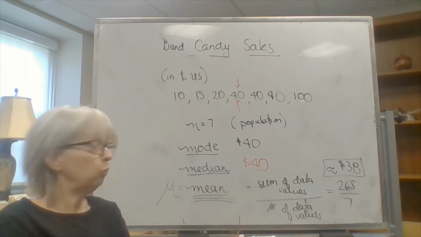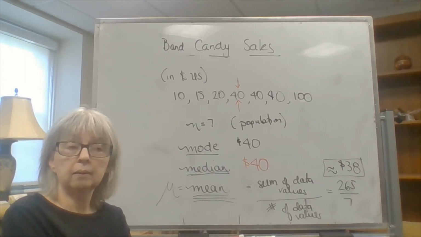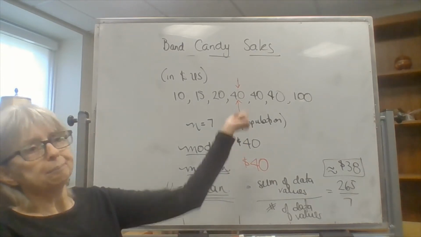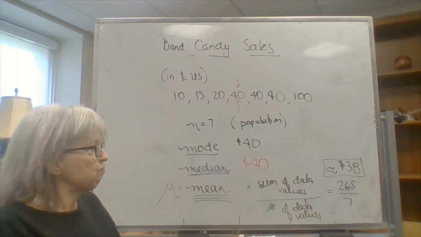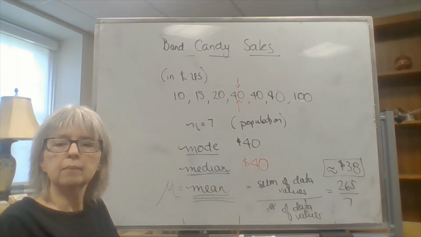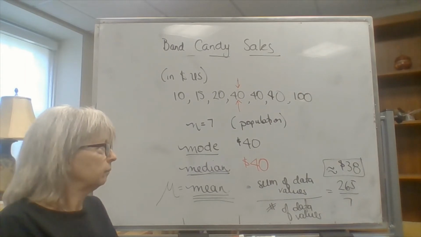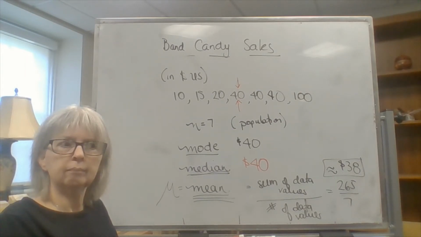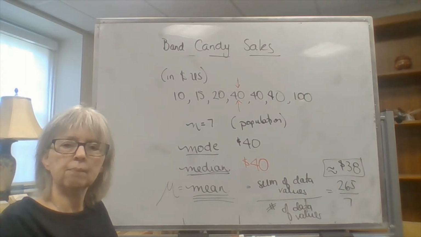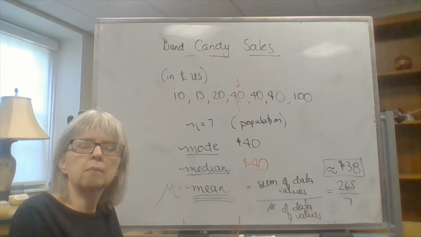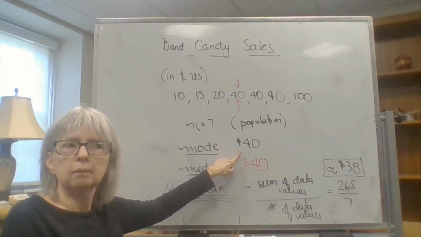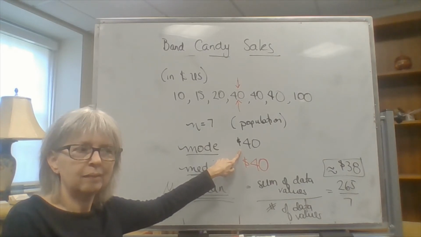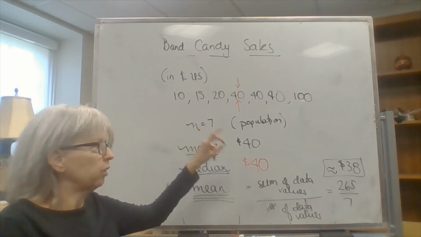Any of those 3 would be a legitimate report for, yeah, on average, my 7 trumpet players on this band candy sale sold $40 each. Well, that's not true of every kid. It's on average.